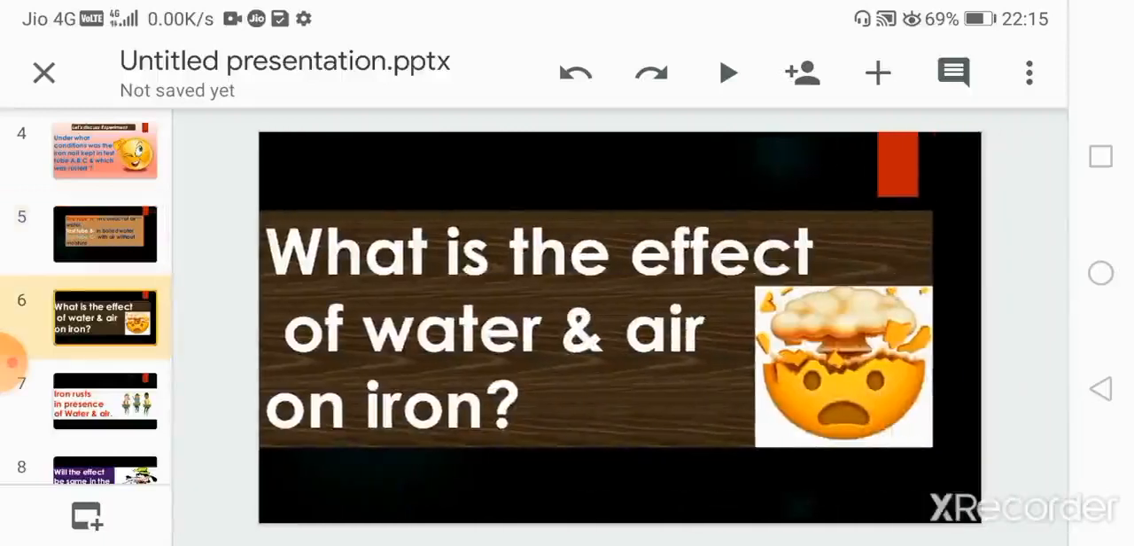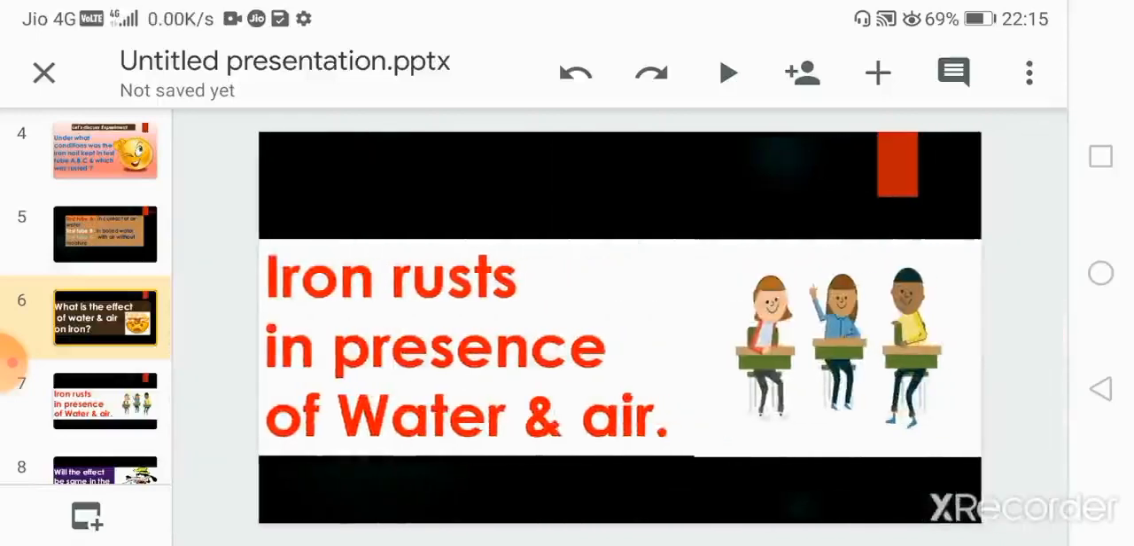Then students, what is the effect of water and air on iron? Well, class, iron rusts in the presence of air and water as in the case of test tube A. This is because iron reacts with the water and oxygen in air to form hydrated iron oxide, which we call rust.